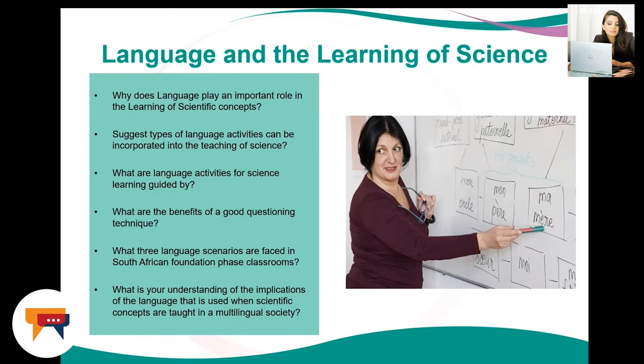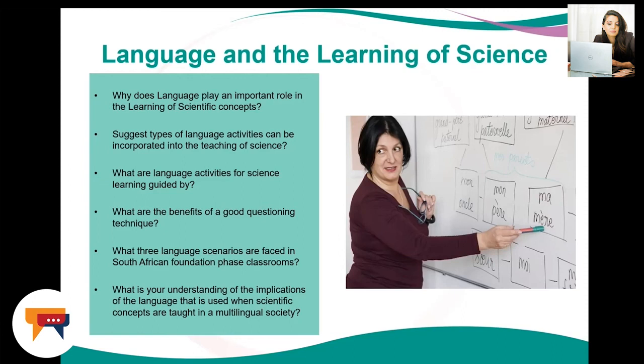Now we look at what three language scenarios are faced in South African foundation phase classrooms. Remember, the first scenario is where learners are taught in their home language, which is English. And the second scenario is where learners are taught scientific words in English, but English is not their first language. So there's a lot of scenarios in different schools. Some of you might find yourself teaching in an English medium school and others in an Afrikaans medium or whatever other language that we have in our country. So the third scenario is where learners are taught science in their home language, which is not English, in the foundation phase, and then taught science in English from the intermediate phase.